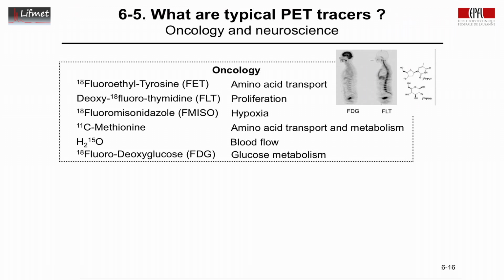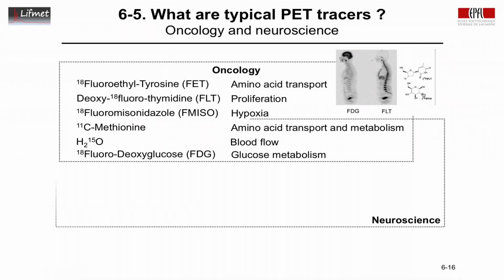Here's a comparison of two scans. We have FDG on the left, where the brain has high uptake. We have the bladder here, and here is FLT, fluorothymidine, proliferation. We see some spots here. So they clearly trace different mechanisms in the body. Here is the fluoro-L-thymidine molecule, the fluorine is here, and in fluorodeoxyglucose, the fluorine is here.